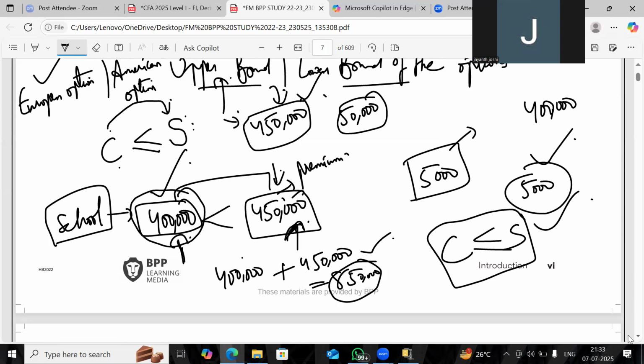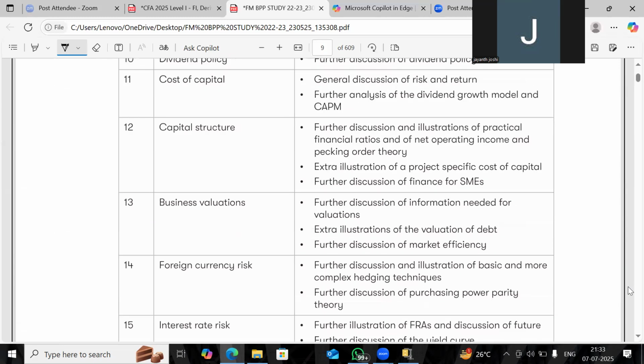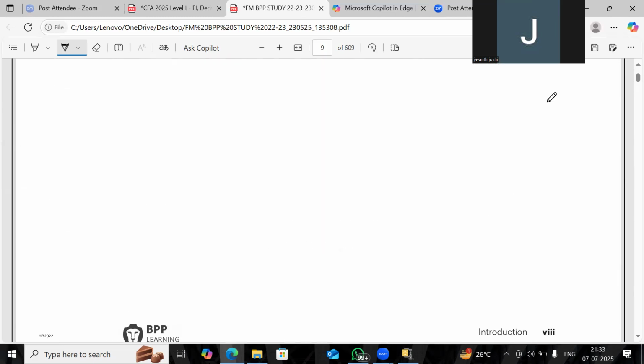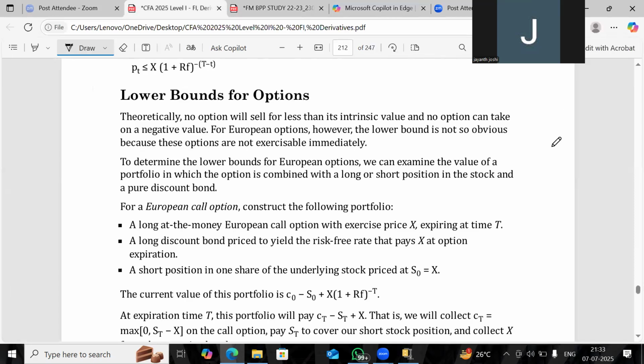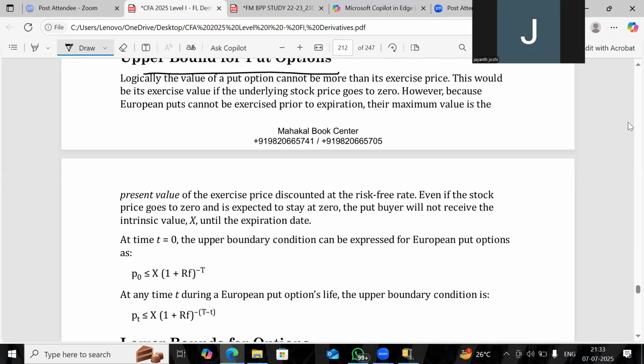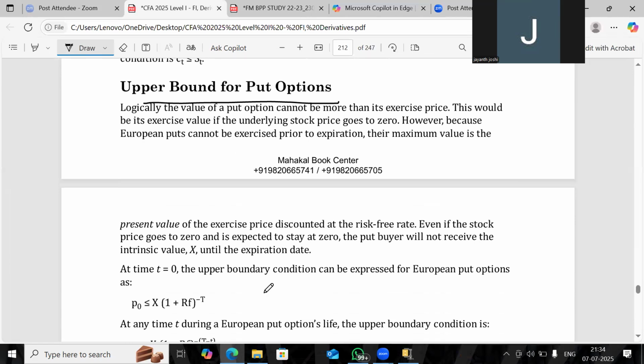Let's go for the upper bound of put option. The put option premium should always be less than or equal to the strike price. Yes, the put option premium should always be less than or equal to the strike price.